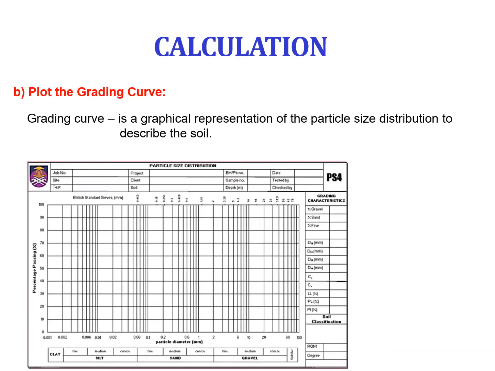And then from the data you have just now, you have to plot the grading curve. It's a graphical representation of the particle size distribution to describe the soil. Okay, you see here, this one is percentage passing and this one is particle diameter size, right?